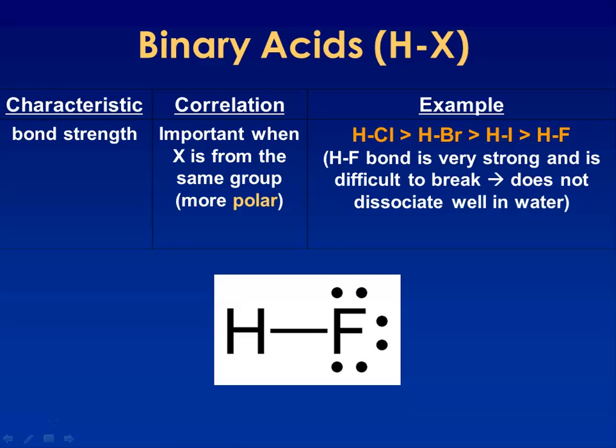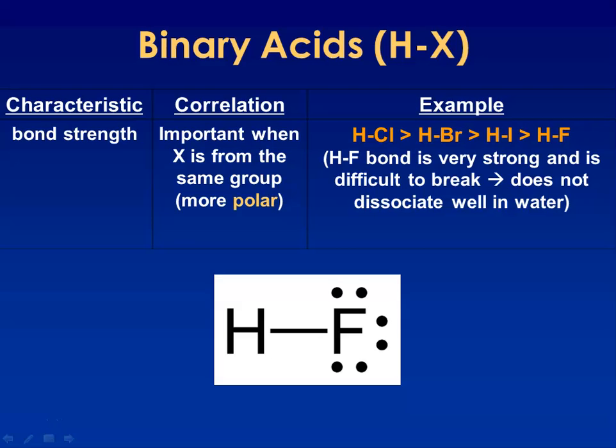So for binary acids, the characteristic that plays the primary role is the strength between hydrogen and the anion, its bond strength. And this is going to play a really significant role when we're looking at anions that are coming from the same group. The more polar that bond is, the easier it is to dissociate the hydrogen from that anion, and that's going to increase the strength of that particular acid.